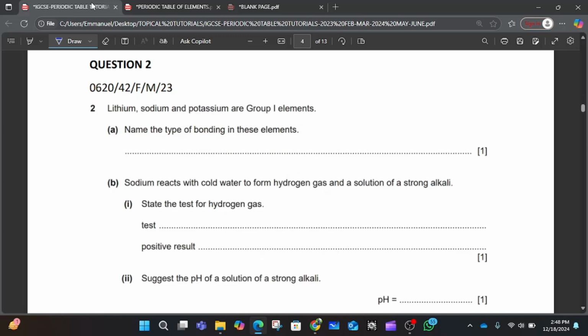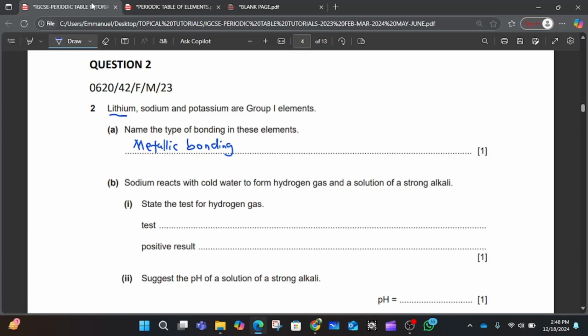The next question is question 2 of FEB-MAR 2023, paper 4-2. Lithium, sodium, and potassium are group 1 elements. Name the type of bonding in these elements. Now we know that group 1 elements, group 2 elements, group 3 elements, including transition metals, are metals. And so if lithium, sodium, and potassium are in group 1, it means they are metals. So the type of bonding in these elements is metallic bonding.